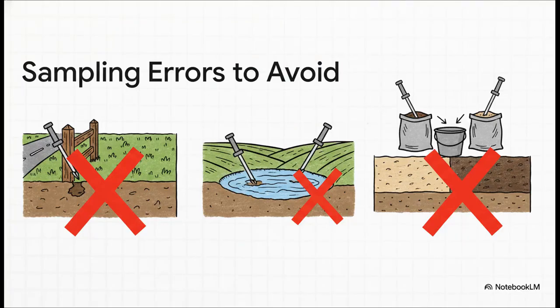And hey, just as important as what to do is what not to do. Stay away from weird spots. Don't sample right up against a road or a fence line. Avoid that one wet spot where water always pools, or that spot where an old manure pile used to be. Those aren't typical of the whole zone. And please never mix soils that look and feel totally different. If you see a change from sandy to clay, that needs to be a separate sample, period.